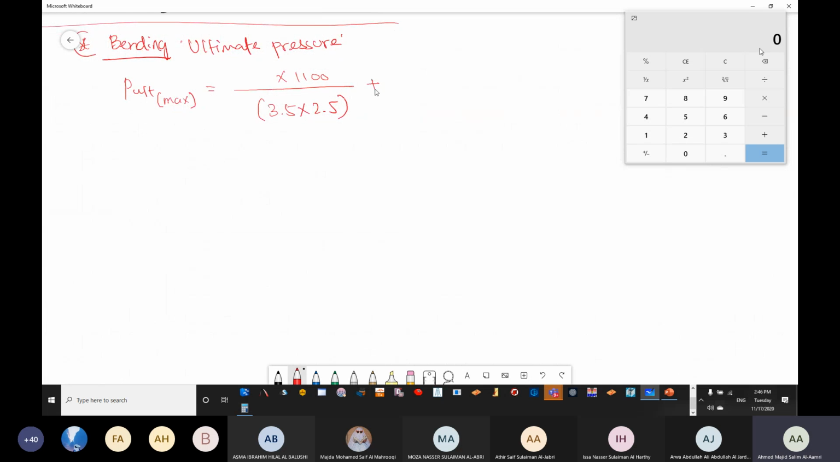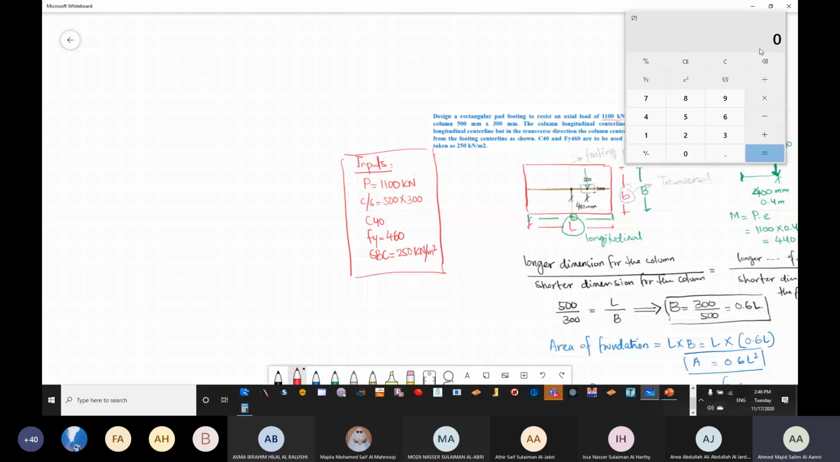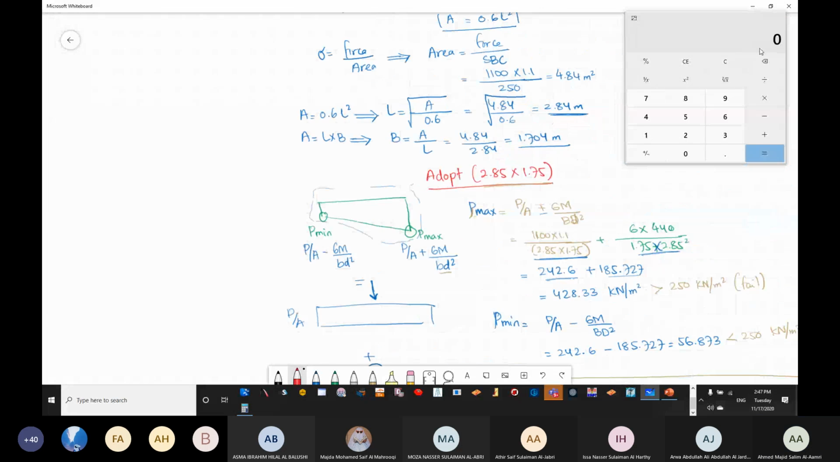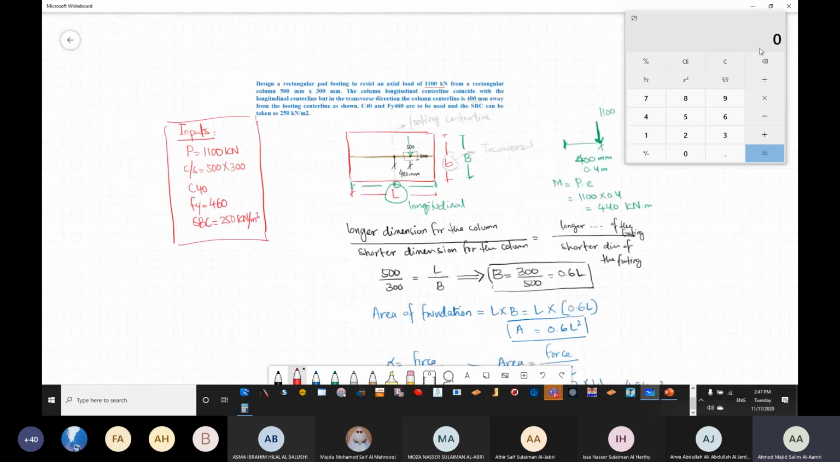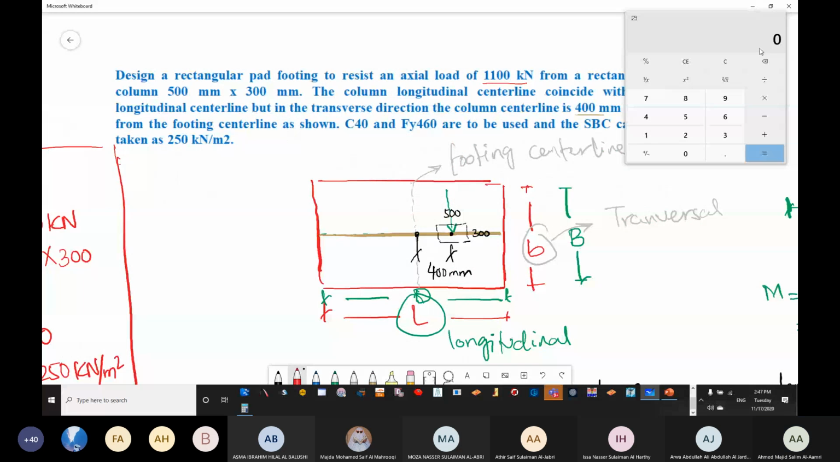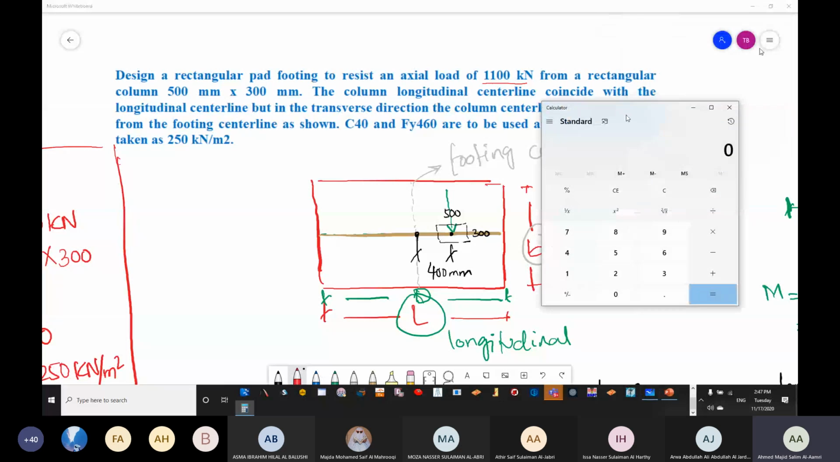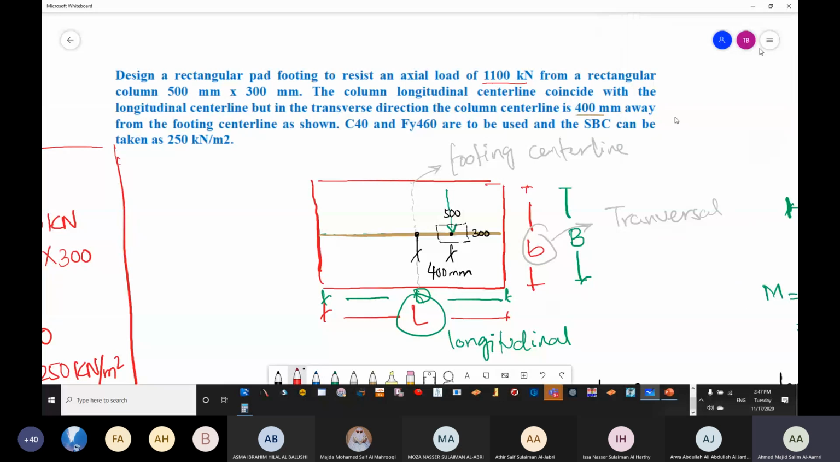Now, did it say for you that this is dead or live? Did the question mention anywhere that these are dead or live? We return back to the question. Did they say anywhere that this 1100 kilonewton is dead or live? There is nowhere they have mentioned that this is dead or live. So we are not sure whether it's dead or live.